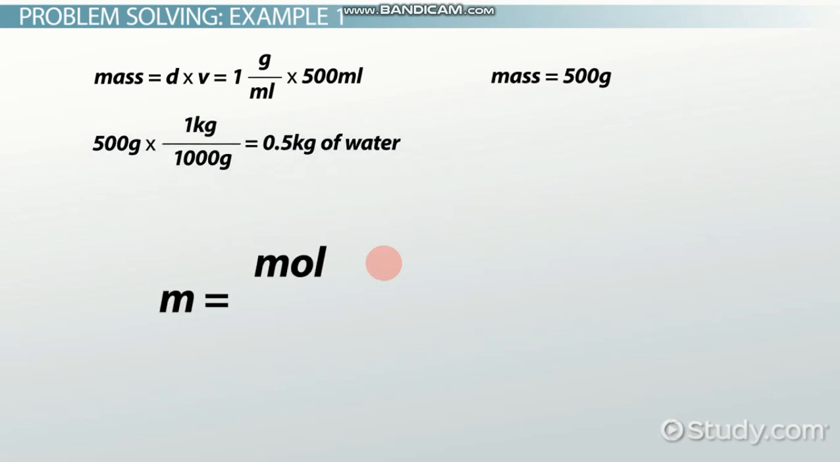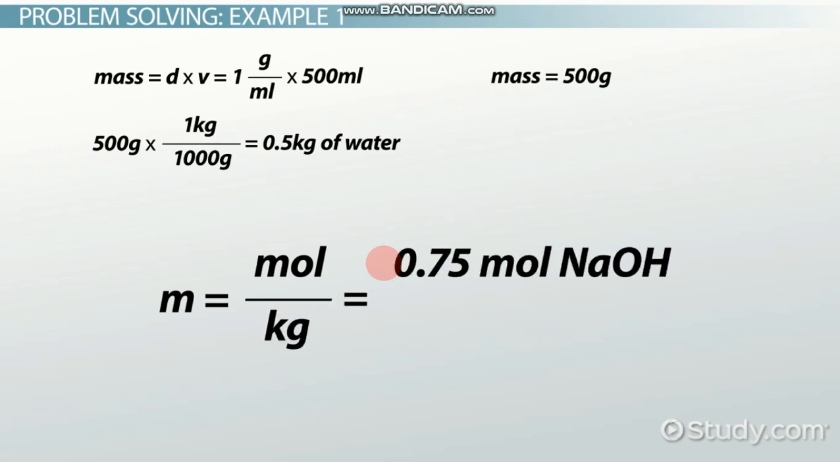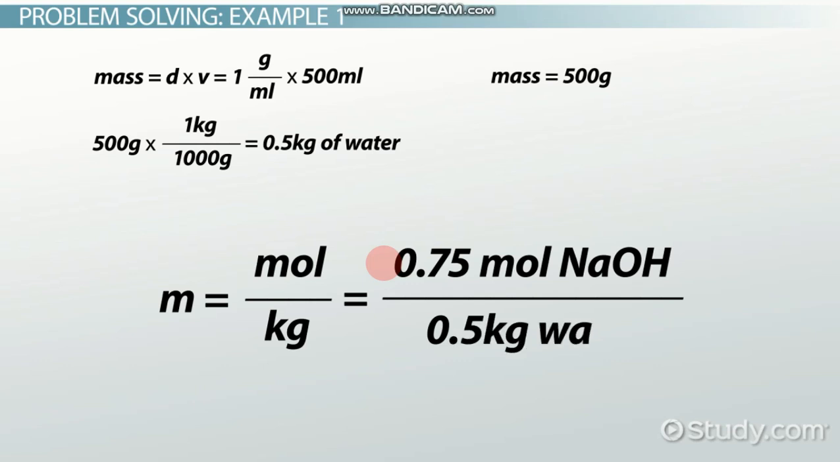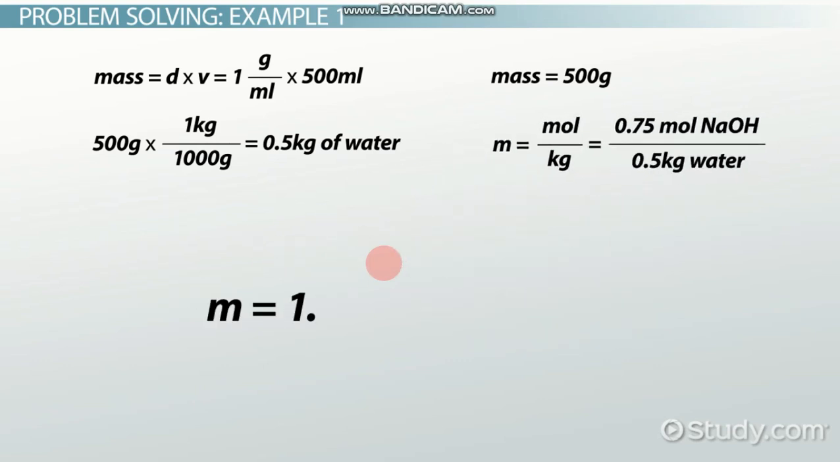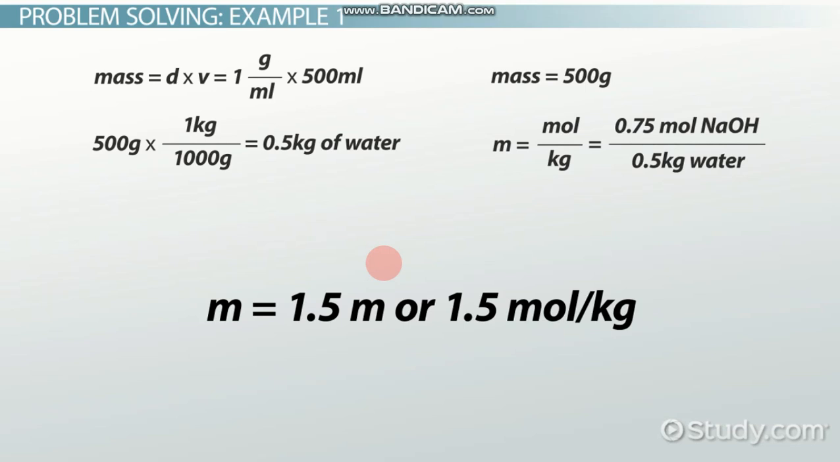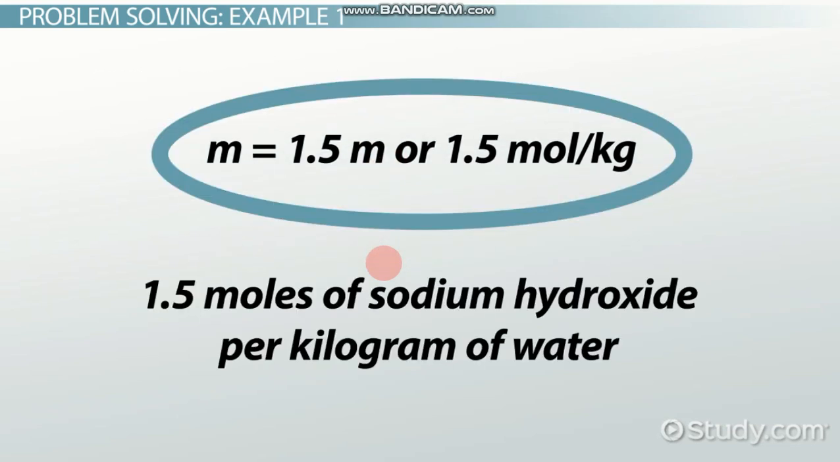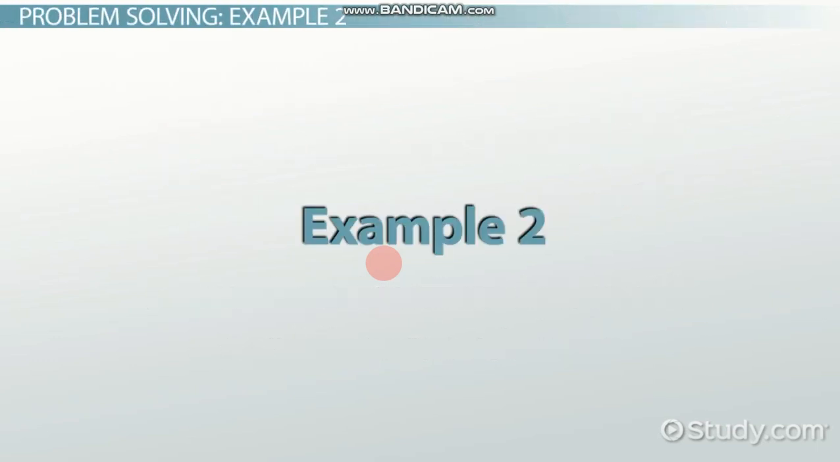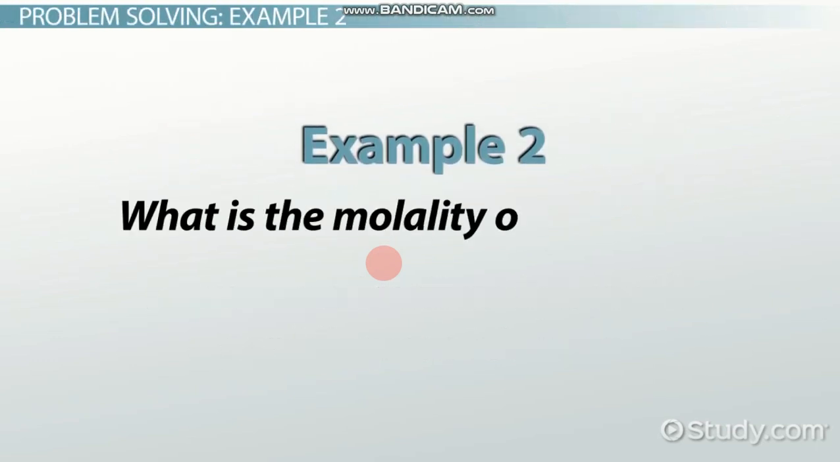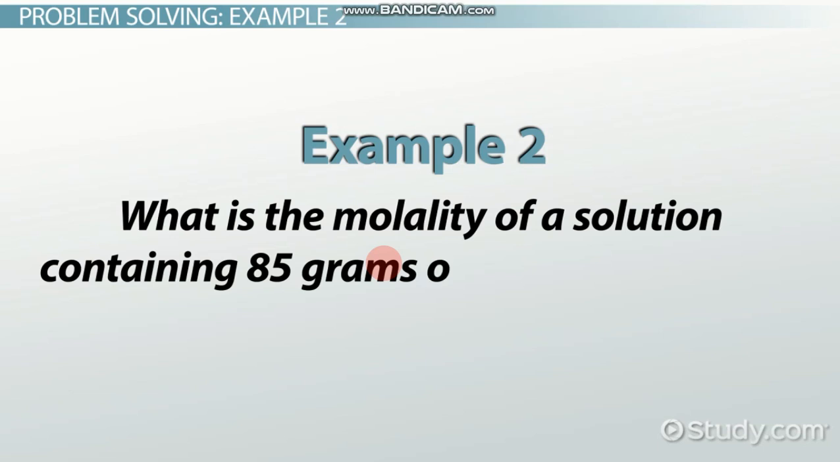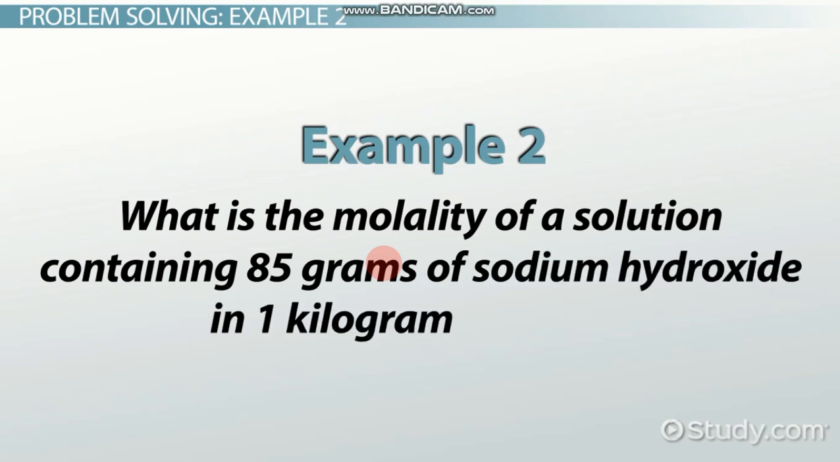Molality equals moles per kilogram, so the molality is 0.75 moles sodium hydroxide over 0.5 kilograms water, which equals 1.5 m, or moles per kilogram. The solution has 1.5 moles of sodium hydroxide per kilogram of water. Let's try a second example. What is the molality of a solution containing 85 grams of sodium hydroxide in 1 kilogram of water?